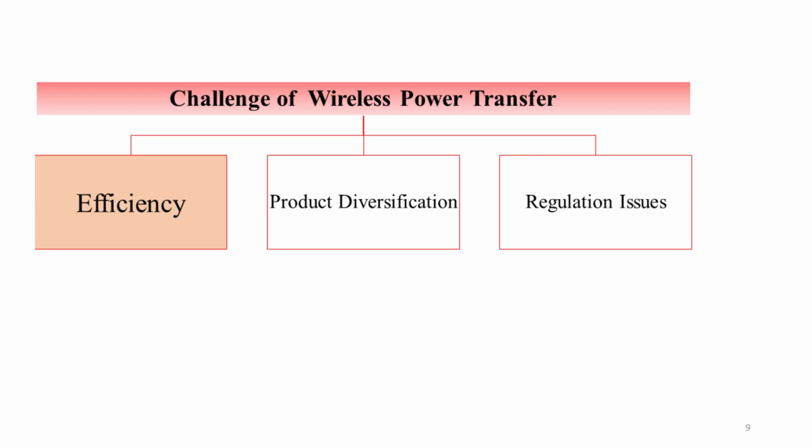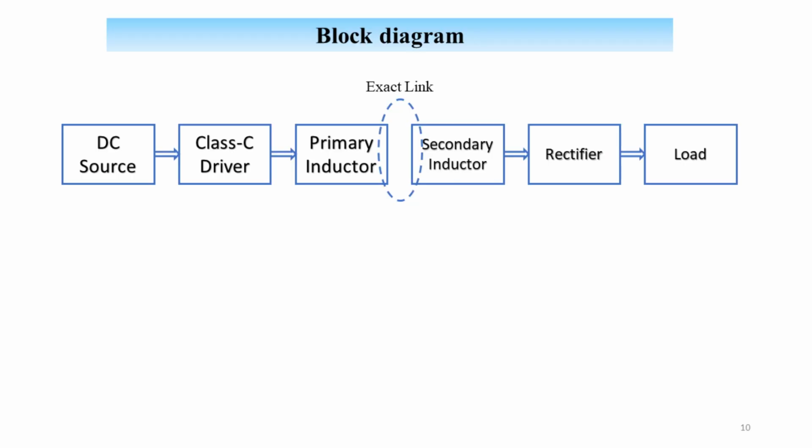However, challenges remain, primarily in improving efficiency, expanding product diversification for wider adoption, and navigating regulatory issues around safety and standardization. This is our system's high-level block diagram. A DC source feeds a Class C driver, which energizes the primary inductor. Power is transferred inductively to the secondary, rectified, and delivered to the load.